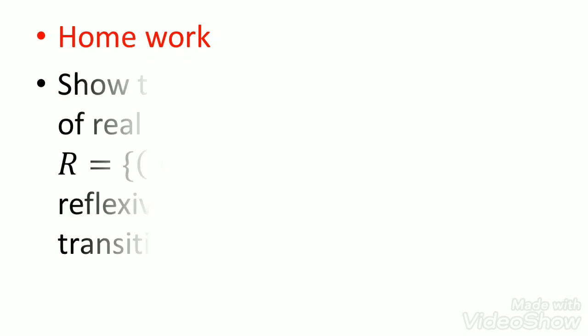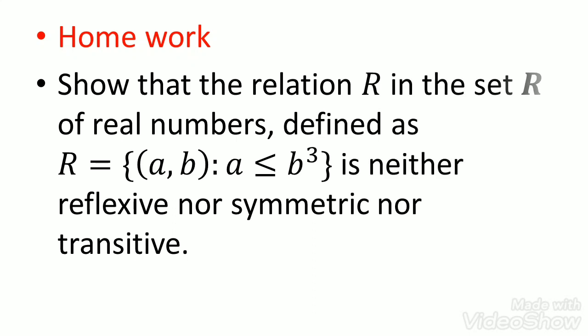Let me give you a homework. You write down this particular problem. Here, similar to the earlier one, a relation R is defined on the set R as (a, b) such that a is less than or equal to b cubed. You have to show that it is neither reflexive, nor symmetric, nor transitive. You may proceed as earlier.